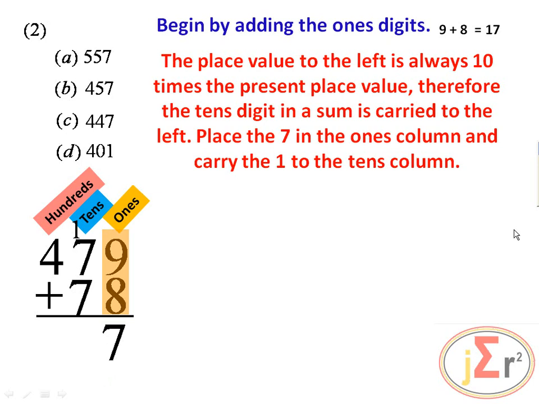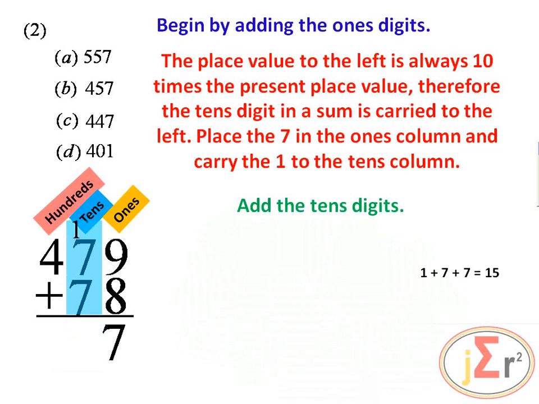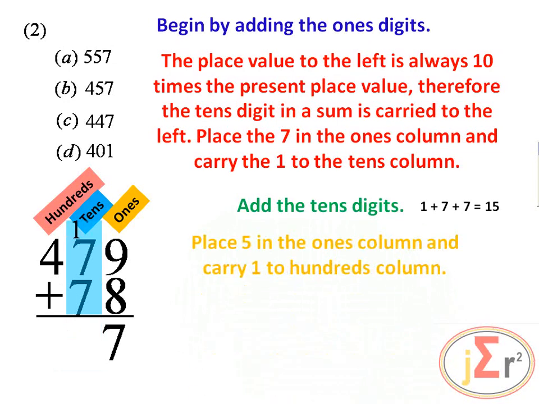Correct. What is this sum equal to, Jerry? 14. Plus 1, 15. Right, so 14 plus the 1 that was carried, and that will give 15. So add the tens digits. 1 plus 7 plus 7, that's 15.